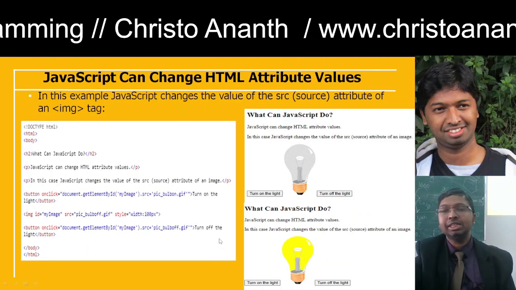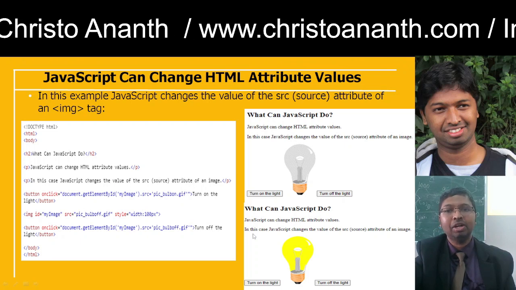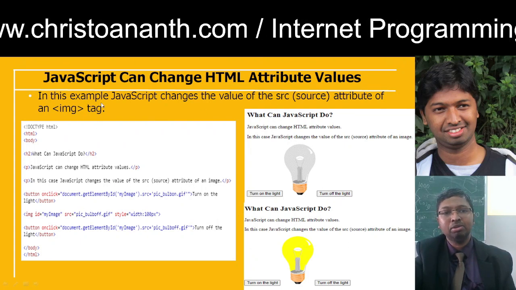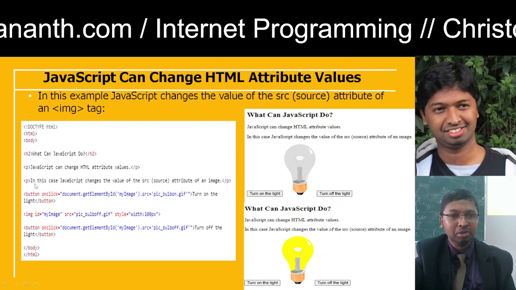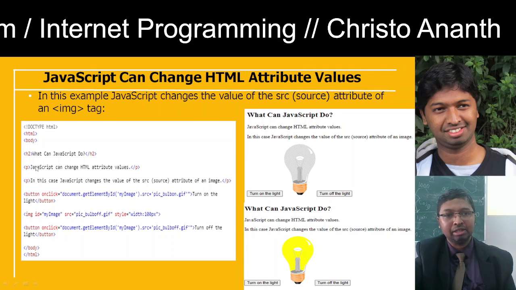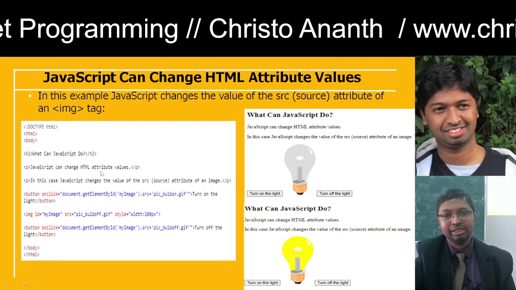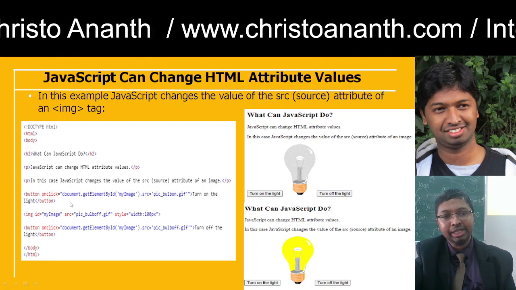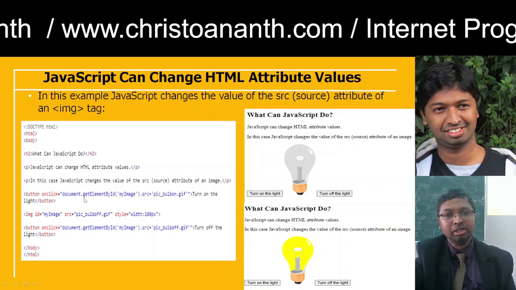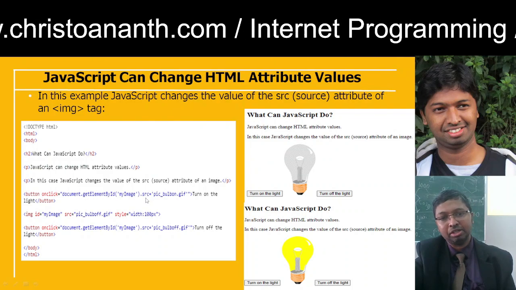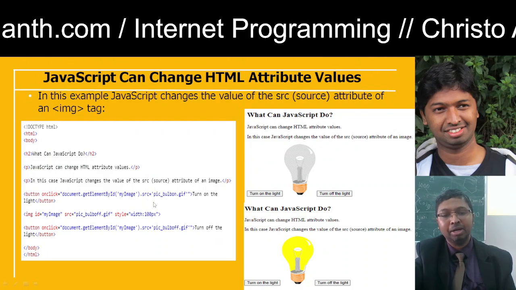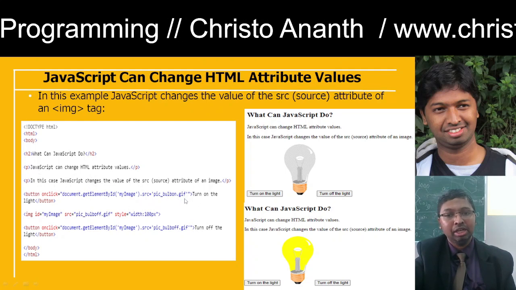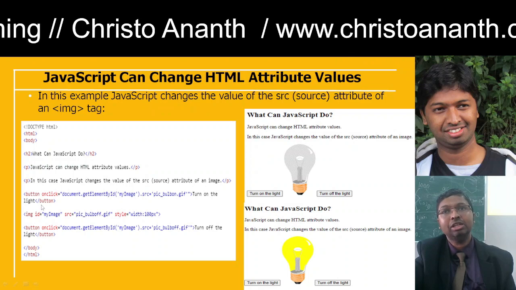And you can also change HTML attribute values. For example, you can change the value of the src attribute in the image tag. You can have a paragraph tag, JavaScript can change HTML attribute values. Then once again a paragraph tag. Button onclick, document.getElementById, .src, pic_bulbon, the GIF image. So Turn on the light, then close the button.